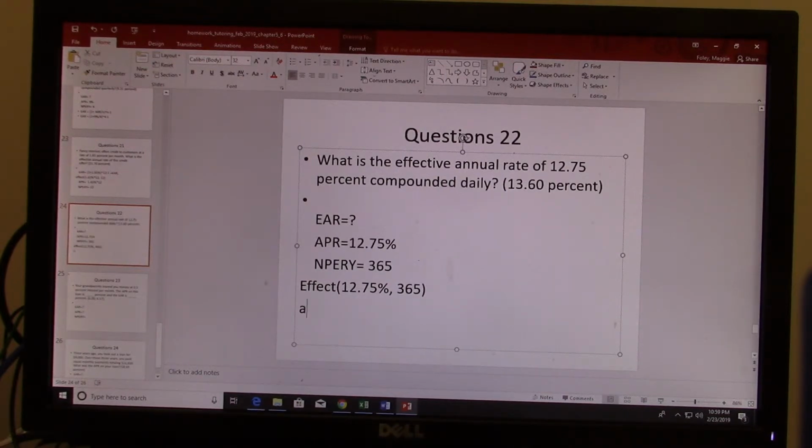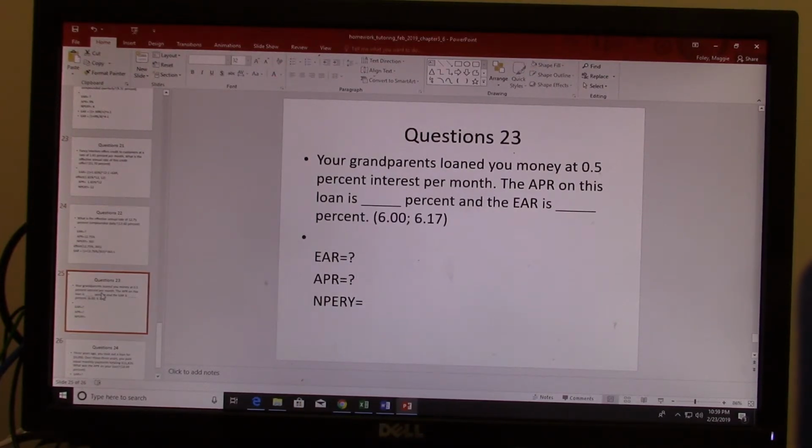Or using math, 1 plus 12.75% divided by 365, to the power of 365, and subtract 1. That will give us the EAR. That's question number 22.